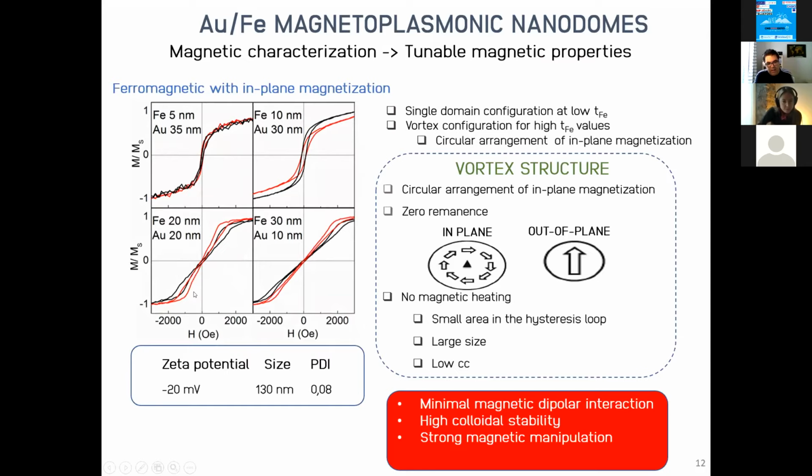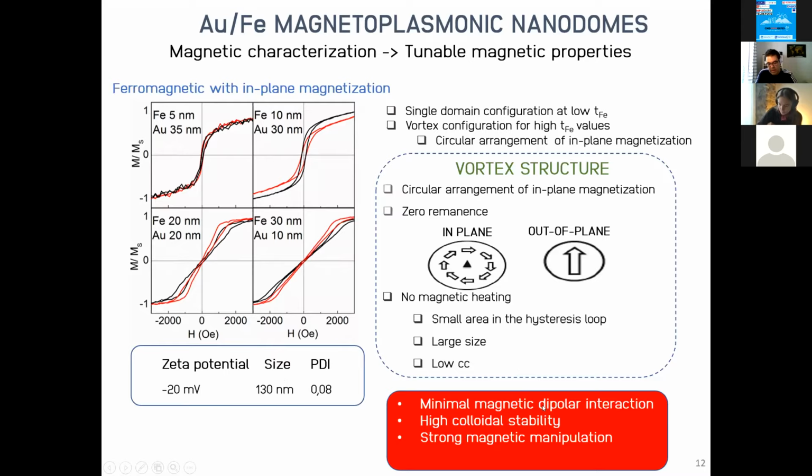Instead of presenting single domain behavior, you can see that they present a vortex structure. This vortex structure is characterized by a circular arrangement of the magnetization. And you can see here that the remanence is close to zero, even though they have a large size. Regarding the colloidal properties, at pH 7 they have a negative charge of minus 20 millivolts, and the size in solution is 113 nanometers. So the particles are isolated in solution. That's very important. In general, they present a high colloidal stability, and thanks to the big magnetic domain, they can be strongly manipulated.